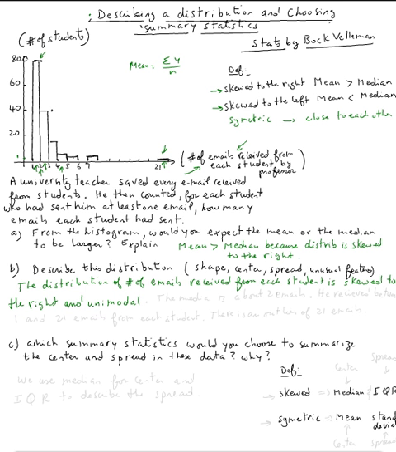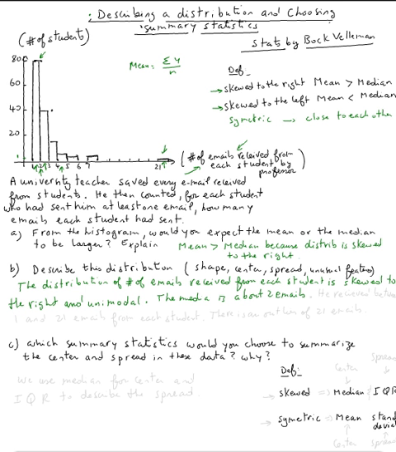The center will be, the mode is one email, most people send one, but the median would be around 2 emails. The median is about 2 emails. It's between 1 and 2. It's really close.